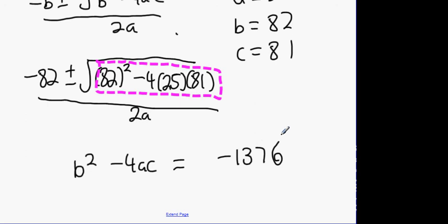It's minus 1376. Because it's a negative number, I cannot solve it. It's not going to work. This means that the Voyager does not cross with the asteroid. That's what happens. Because B squared minus 4AC is less than 0, because it's a negative number, this will not cross with the asteroid. There are no points of intersection. I justified my answer.